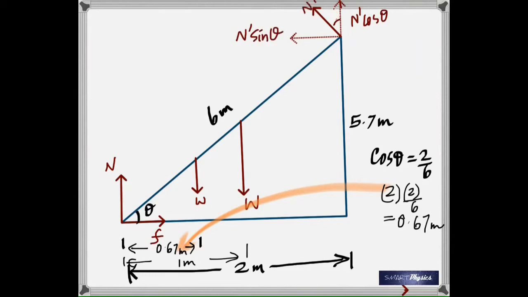So understand that when you take this as the pivot, there are two clockwise torques, and I might as well draw it here. One is this, second is this, two clockwise, trying to turn this point in the clockwise direction. And there are two counterclockwise, one is this, trying to turn it about this point. And the second is n prime cos theta 2. So that's how we do the problem, applying the conditions of static equilibrium.